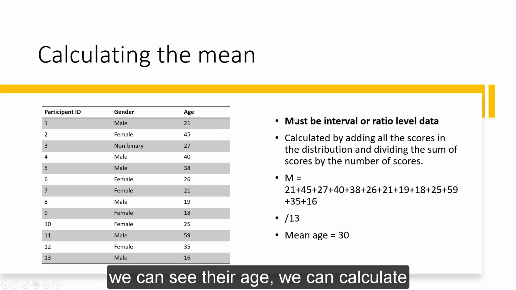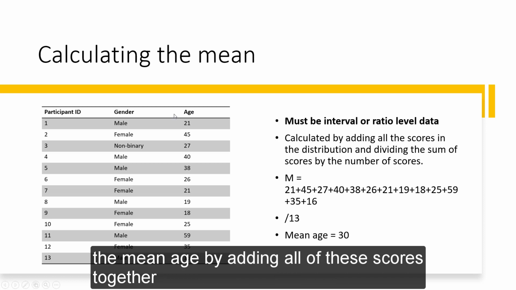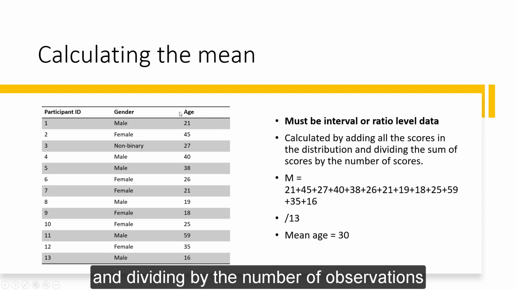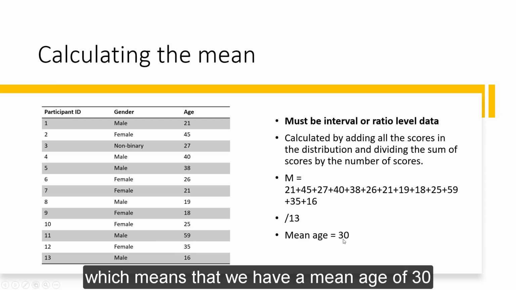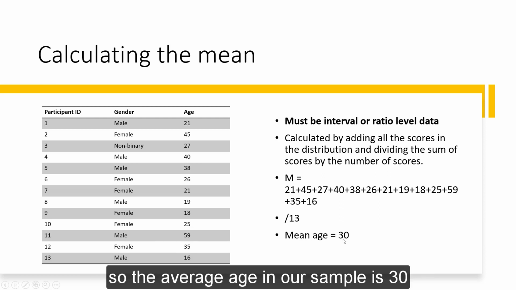We can calculate the mean age by adding all of these scores together and then dividing by the number of observations. So in this case, we would add up all of the values, 21, 45, 27, so on, and divide it by 13, because we have 13 observations, which means that we have a mean age of 30. So the average age in our sample is 30.